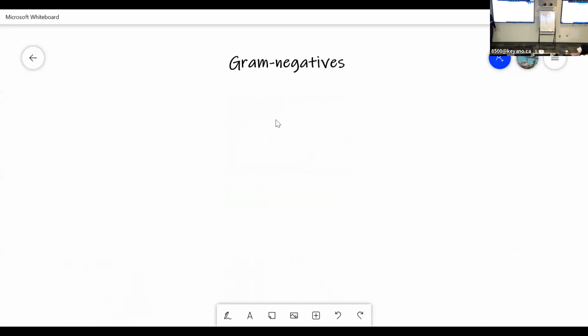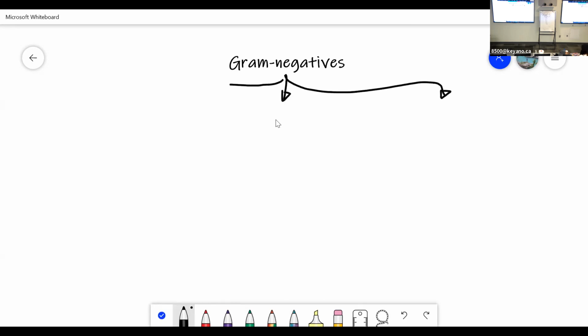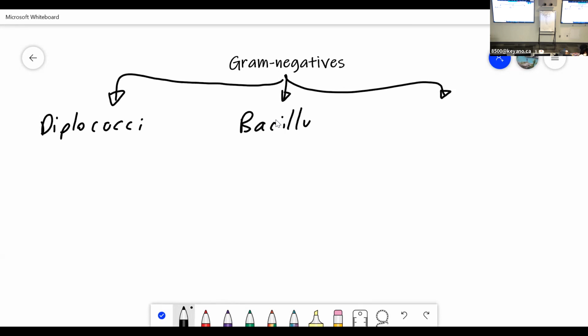Okay, so gram negatives. We have also three different kind of possibilities in terms of the cell shapes we're talking about, right? So we had 1, 2, 3. Okay, so Diplococcus, Bacillus, Vibrio. I'll draw some pictures of those. The Diplococcus.